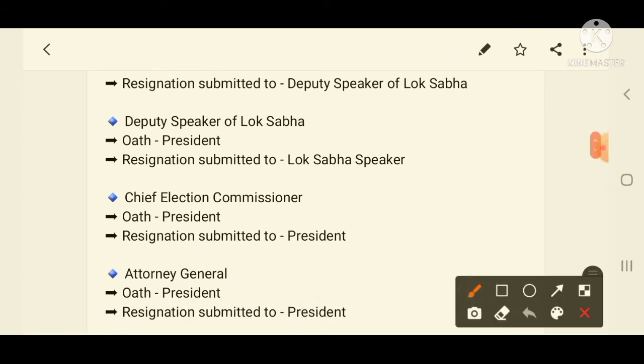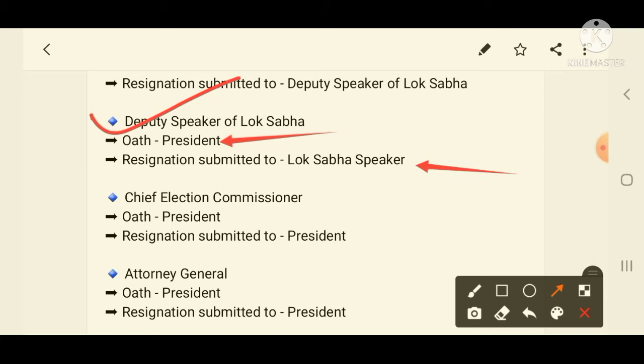Next one is Deputy Speaker of Lok Sabha. The Deputy Speaker of Lok Sabha is given oath again by the President of India and he submits his resignation to the Lok Sabha Speaker. So Speaker and Deputy Speaker both are interrelated.